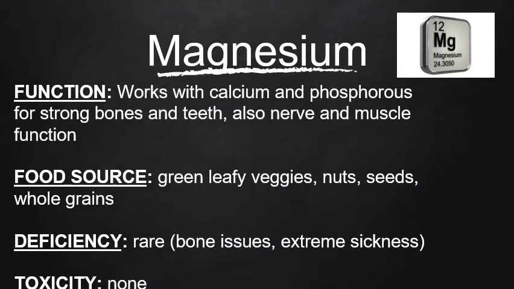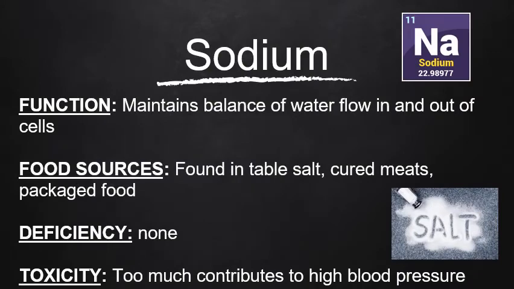Then we have magnesium. The function of magnesium is that it works with calcium and phosphorus for strong bones and teeth, and it also helps with nerve and muscle function. The food sources, or places where magnesium can be found, are green leafy vegetables, nuts, seeds, and whole grains. Deficiencies are rare but can include bone issues and extreme sickness, and there is no evidence of any toxicity-related complications.